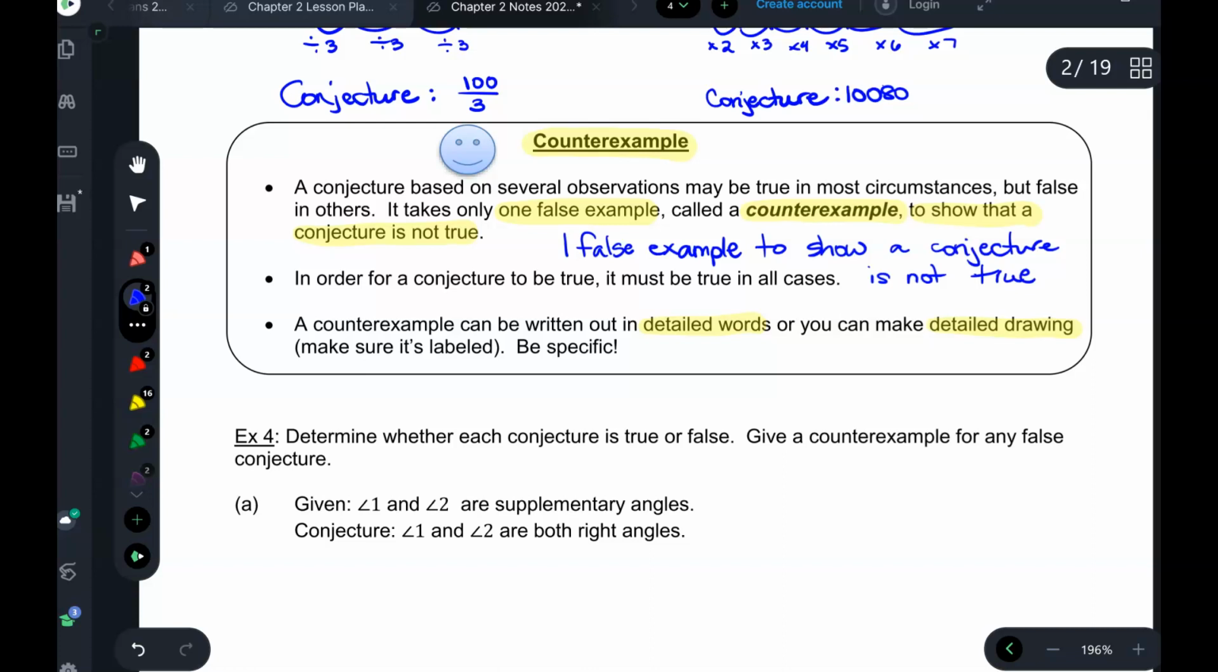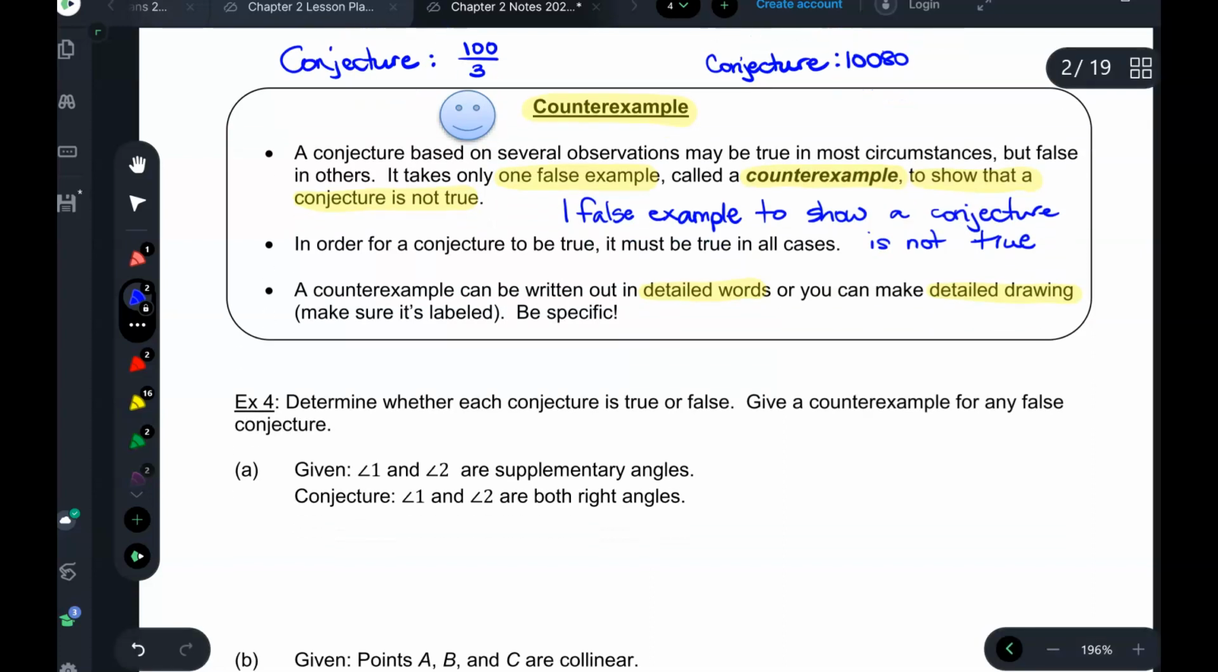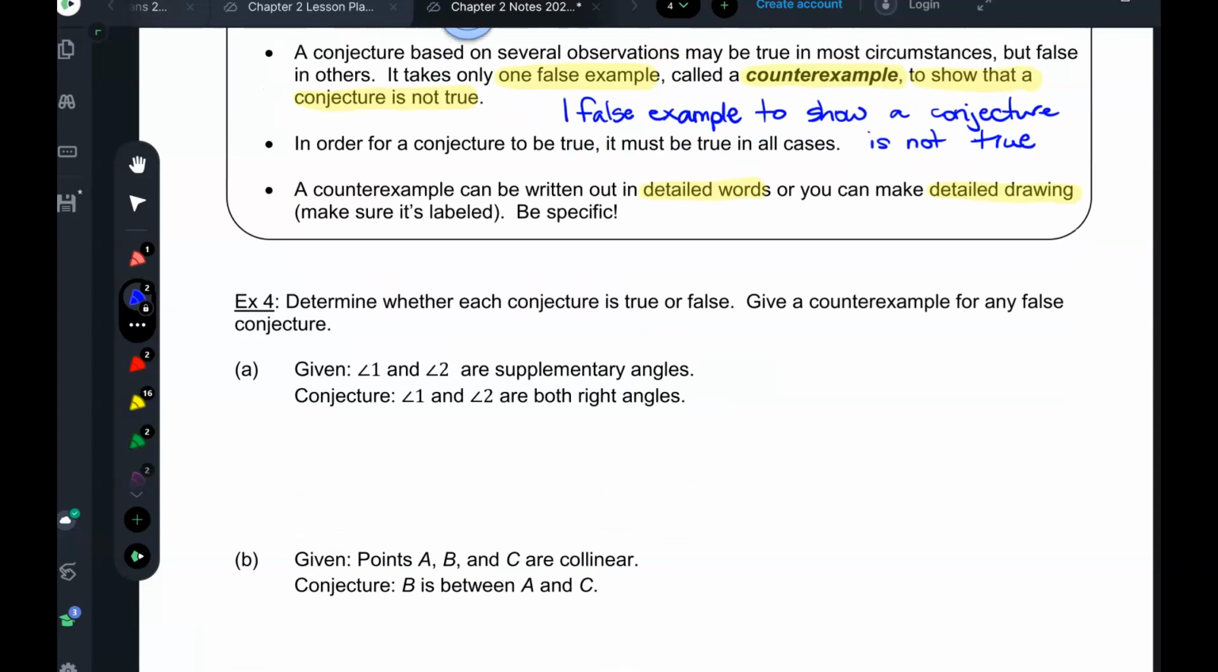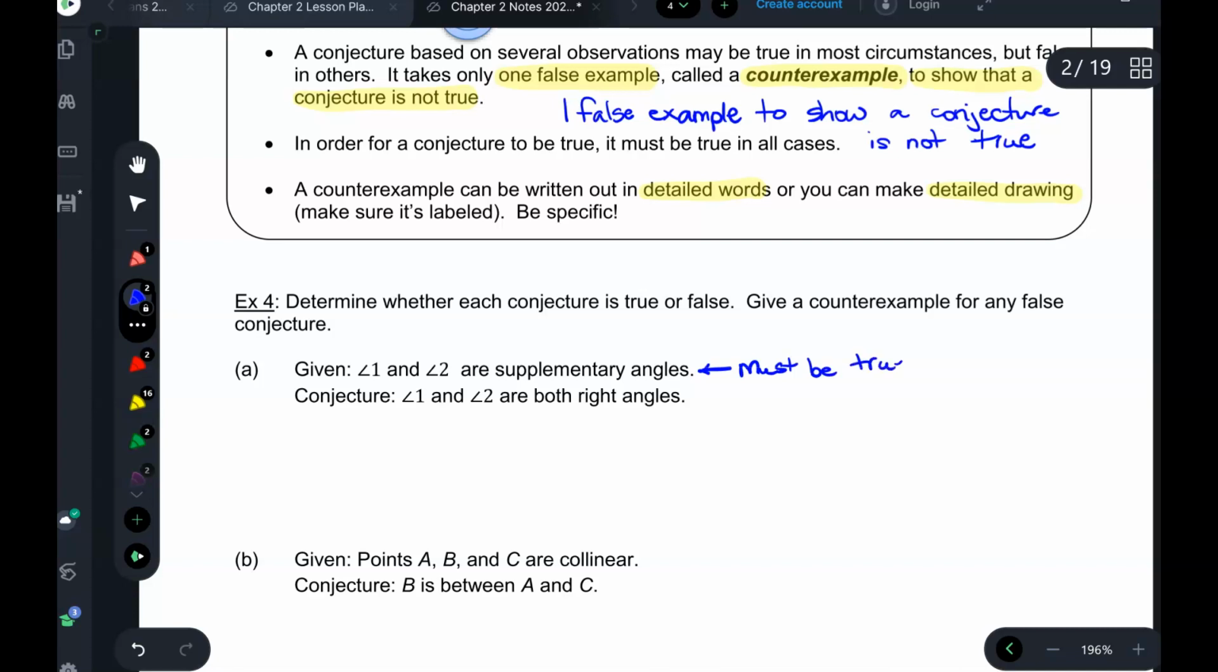Okay, well, we'll see in this first example here. Okay, so here's what we want. The first part must be true. So I'm going to have a given statement where that must be true. What we want to determine is whether the conjecture is going to be true or false. Give a counterexample for any false conjecture. So the question we're asking ourselves: must this be true? That's our question.